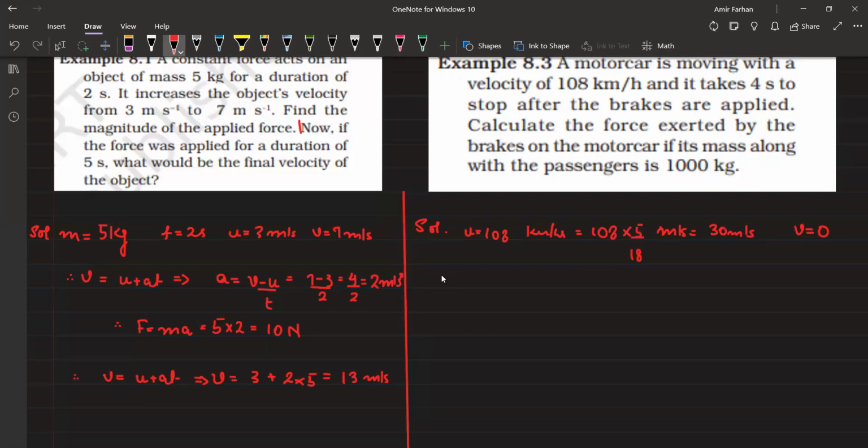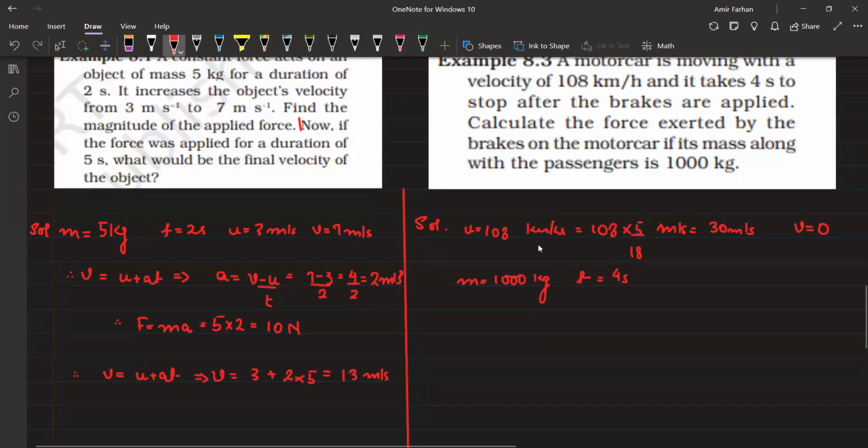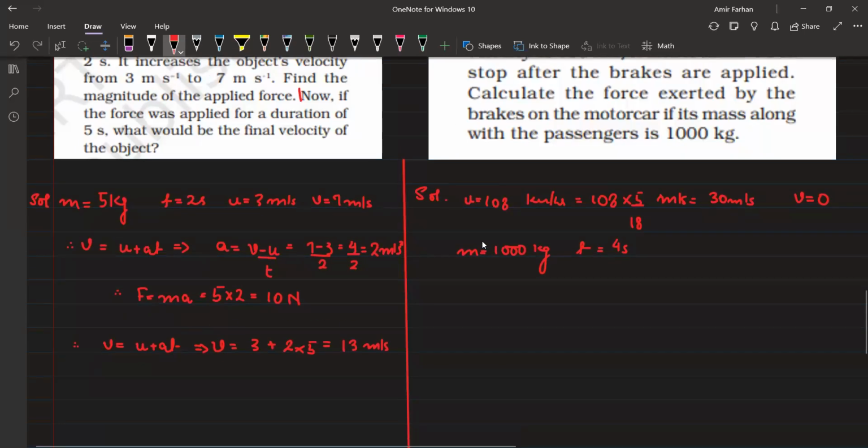Yes, sir. The mass of the body is 1000 kg with all the passengers. Total mass is 1000 kg, and the time taken to stop the car is 4 seconds. This is your duty, your responsibility, to write down the given things that are already in the question first.